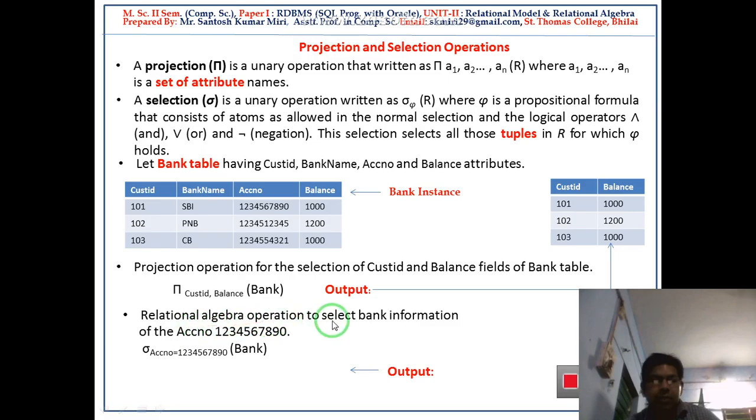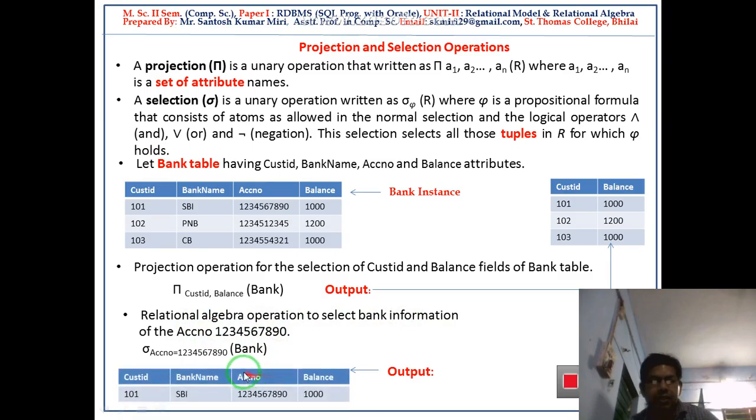Consider a relational algebra operation to select the bank information of an account number. It is a specific row, and a specific row means a specific tuple. It is a selection operation of relational algebra: sigma account number is equal to a particular account number, and in brackets we write here bank.